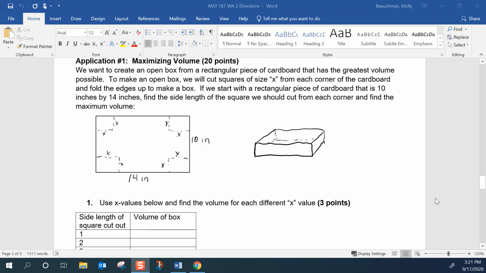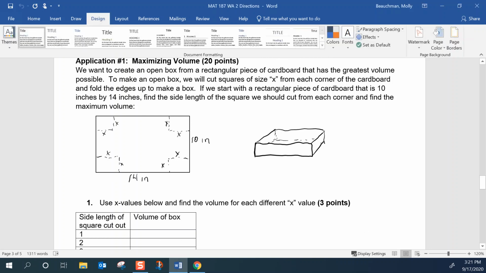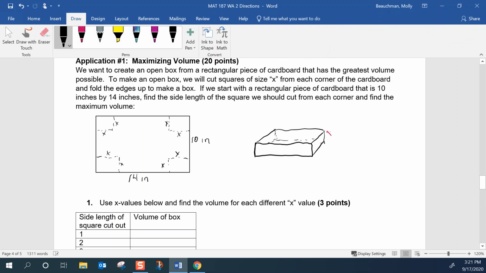So notice when you cut X out of each corner, then the height of your box is going to be X. And that's what's going to vary. 10 inches is the length of the side, but if you cut X out of each, then what's going to be left as the side of your box is 10 minus 2X. Then if the width of your cardboard is 14 inches and you cut X out of each corner, then the width when you fold the box up is going to be 14 minus 2X.